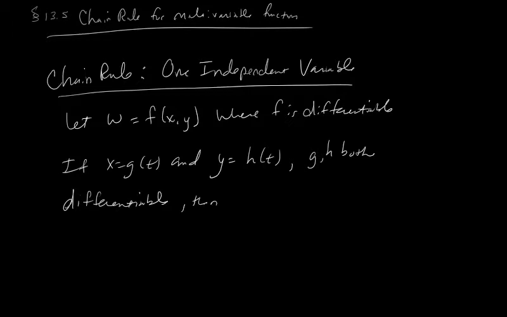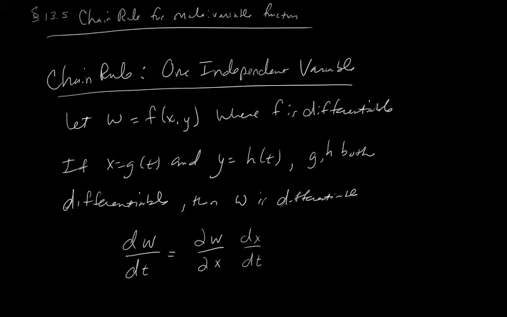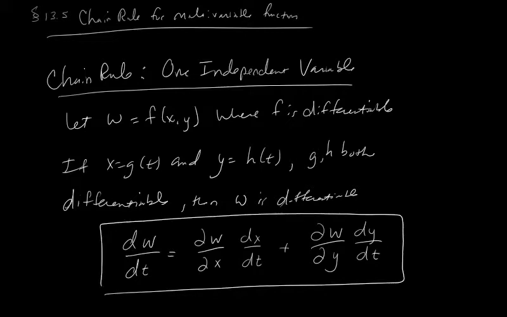then w is differentiable, and we get the derivative of w with respect to t is equal to the partial of w with respect to x times dx dt plus the partial of w with respect to y times dy dt. Okay, so that's the situation where x and y are both functions of a single variable. So now let's look at the chain rule for two variables.